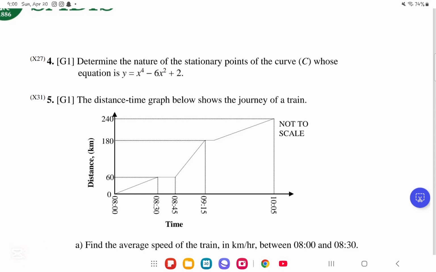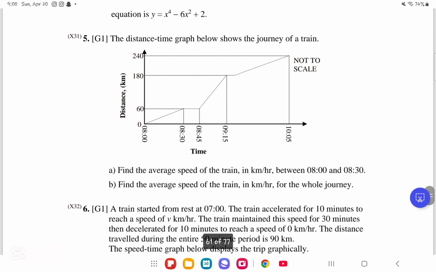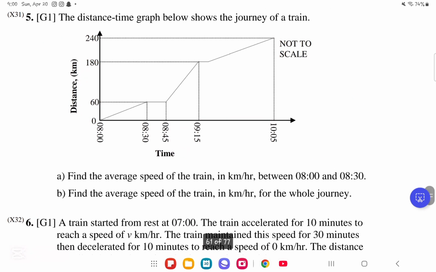We move on to question number 5. In question number 5, they said, the distance time graph below shows the journey of a train. Find the average speed of the train in kilometer per hour between what? Between 8 and 8:30. So very simply, to be able to do that, look what we are going to do.